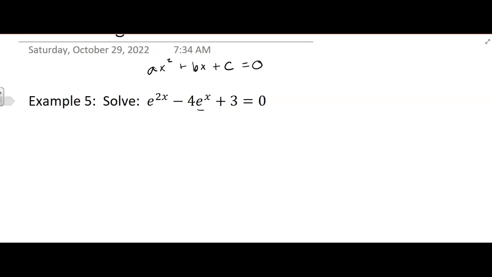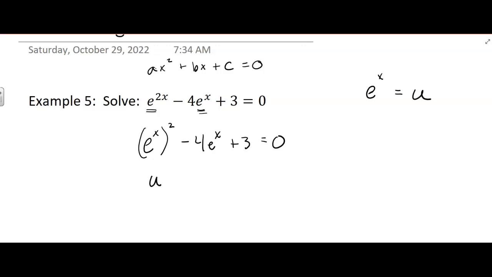So you notice here there's an e to the x, and then here you have e to the 2x. Well, that means (e to the x) squared minus 4e to the x plus 3 equals 0. So you're going to let e to the x equal u. Okay, so you're going to replace the e to the x with the u. That's why it's called the u-substitution. Okay, so I have u squared minus 4u plus 3 equals 0.